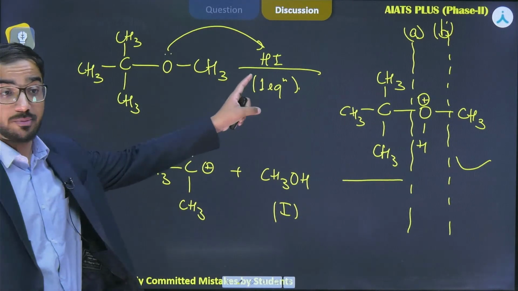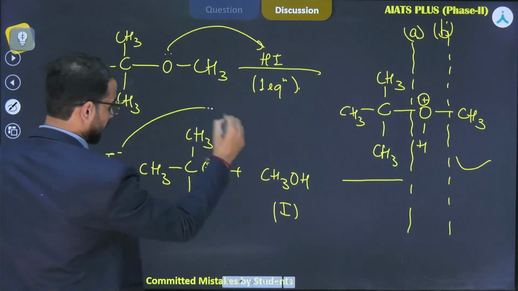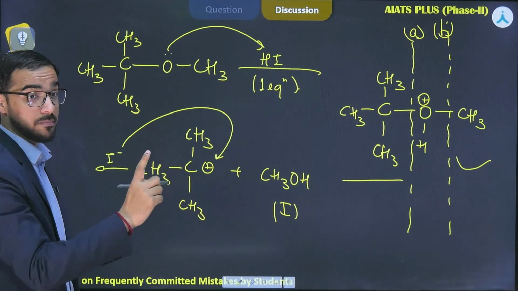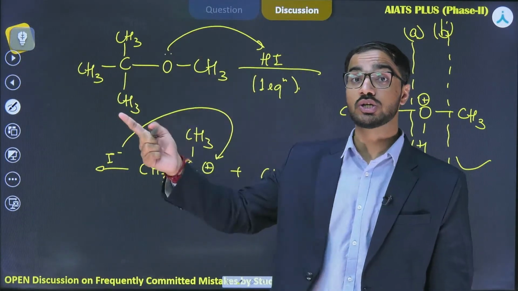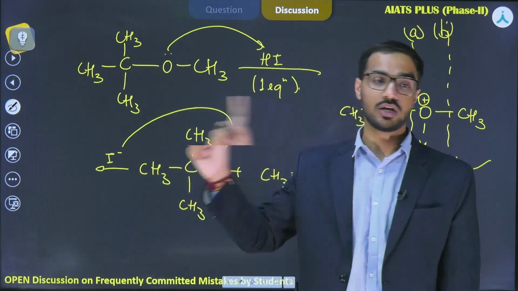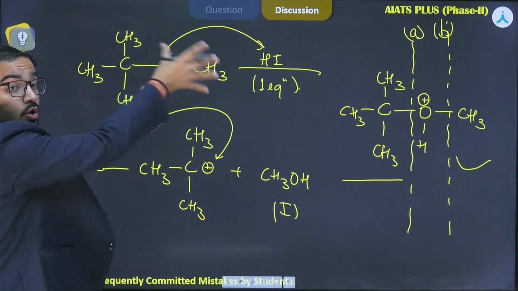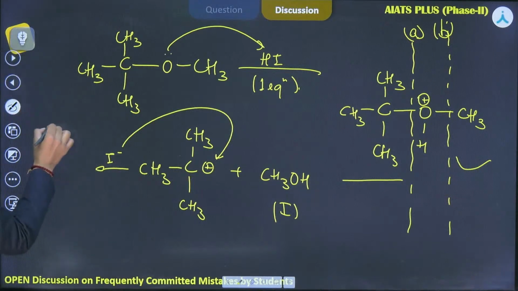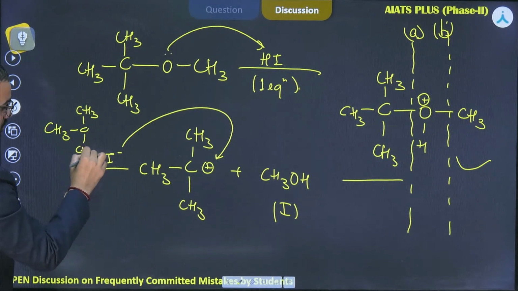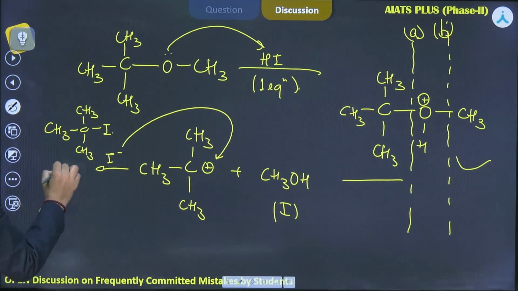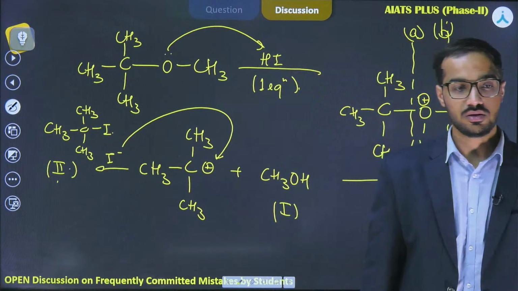And I negative was already present over here. The I negative will attack this. Always remember the direction of the bond arrow is from the electron rich species to the electron deficient species. The electron rich species will always attack this position, and you will have CH3, C, CH3, CH3, I. This is the second product. Okay, I hope this is clear. Everyone?